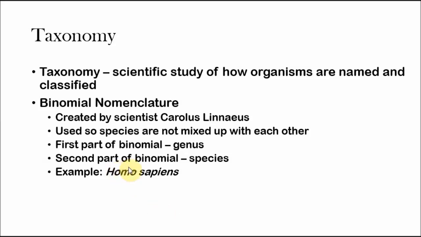When we talk about binomial nomenclature, there are two parts within the name. The first part of the binomial is the genus, and the second part is the species. For example, our binomial nomenclature for human beings is Homo sapiens. This would be the genus, and this would be the species. Realize that it's always italicized, so whenever you're talking about binomials, they have to be italicized. Also notice that the first letter of the genus is capitalized, and the first letter of the species is not capitalized. That goes with any binomial name.